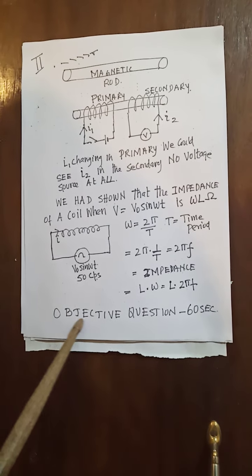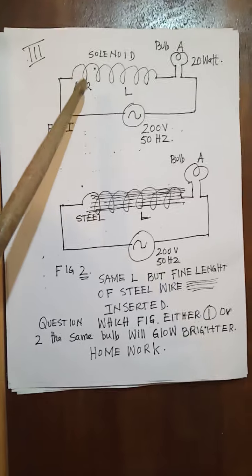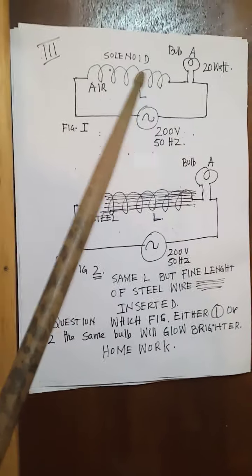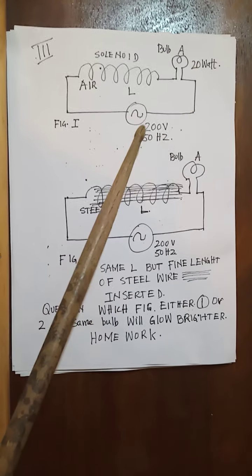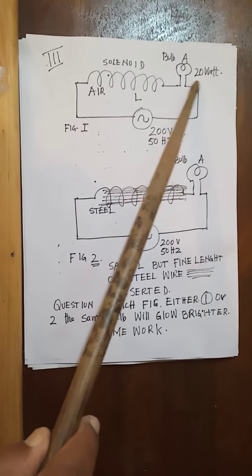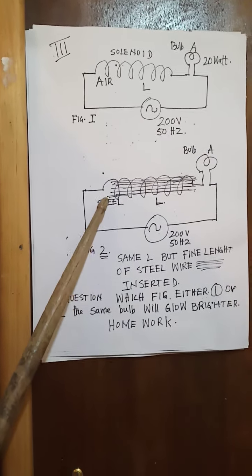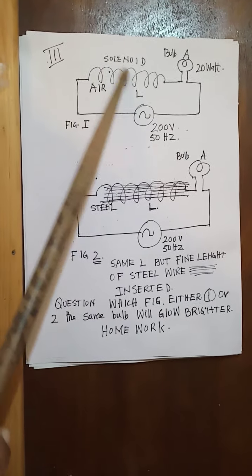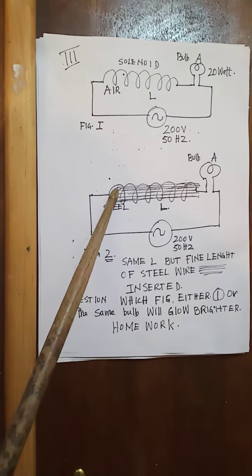Now, a beautiful objective question I'll give you. So you give me the answer. See, this is the solenoid. This and this are the same. This is air. This is a bulb, say 20 watts, and this is 200 volts, 50 hertz. This bulb also is capable of holding 200 volts. So this is one. And here also we have got the same solenoid. The only difference is this is air and this is steel.